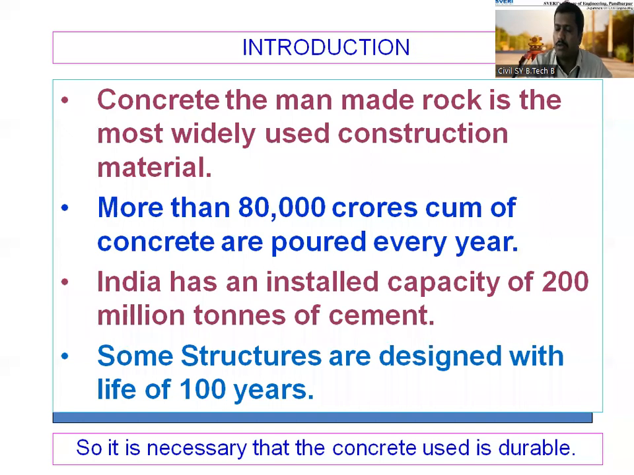Okay, more than around 250 million tons of cement we are going to produce. We know as far as cement manufacturing is considered, I think we are at the second position in the world. I don't know exactly, but we are at the second position as far as cement production is considered.